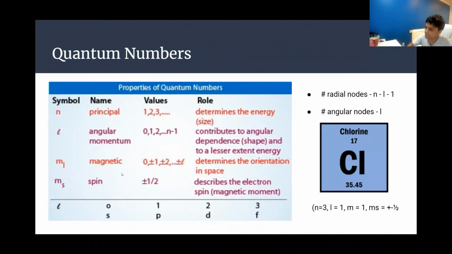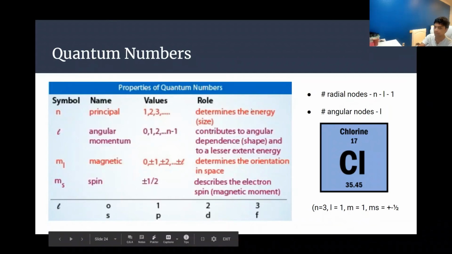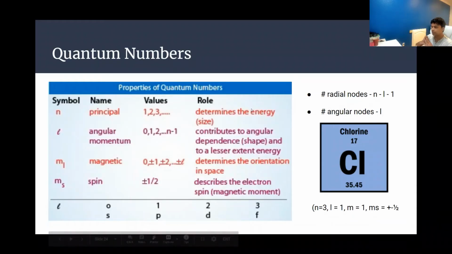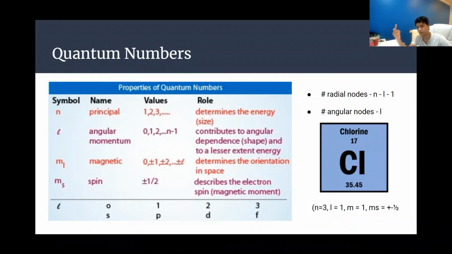Good. Now, what is magnetic? Magnetic is a little abstract, but essentially ml ranges from plus l to minus l. Let's take a look at l equals 2, the d orbitals. Plus or minus l means the values of ml could be -2, -1, 0, +1, and +2. There are 5 orbitals, which makes sense. In each period, there are 5 d orbitals.